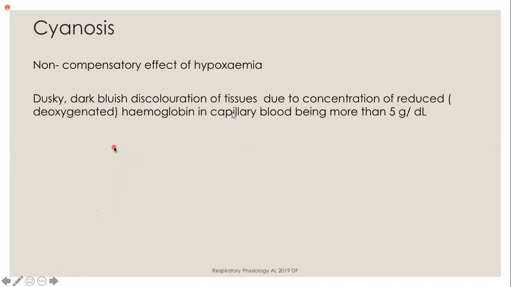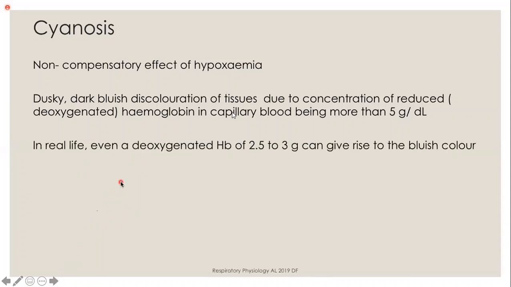So this cyanosis is dusky, dark bluish discoloration of tissues due to concentration of reduced or deoxygenated hemoglobin in capillary blood being more than 5 grams per deciliter. So this is cyanosis. I will quickly show a picture of cyanosis. So in real life, even a deoxygenated hemoglobin of 2.5 to 3 grams can give rise to a bluish color, although textbook definition is like this. Okay, but in clinical experience, it has been shown that 2.5 to 3 grams of deoxygenated hemoglobin also can cause cyanosis.